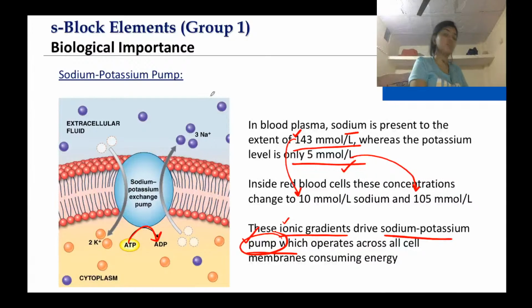These all things you will learn in bio in detail. Okay, you can just have an idea of this here.